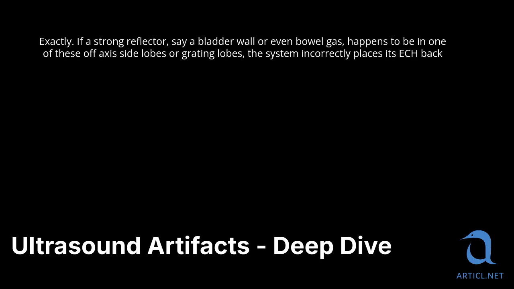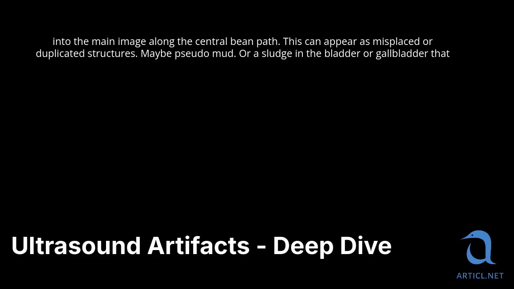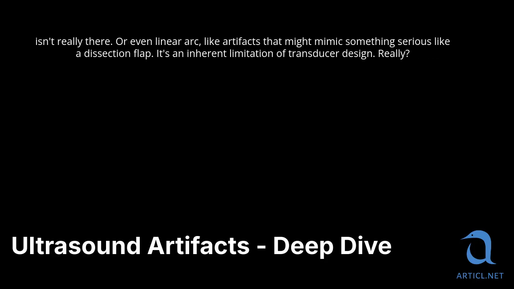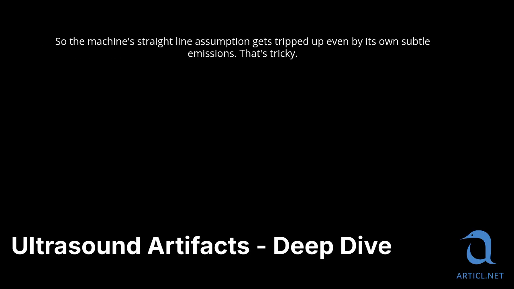Exactly. If a strong reflector, say a bladder wall or even bowel gas, happens to be in one of these off-axis side lobes or grating lobes, the system incorrectly places its echo back into the main image along the central beam path. This can appear as misplaced or duplicated structures, maybe pseudo-mud or sludge in the bladder or gallbladder that isn't really there, or even linear arc-like artifacts that might mimic something serious, like a dissection flap. It's an inherent limitation of transducer design, really. So the machine's straight line assumption gets tripped up even by its own subtle emissions.